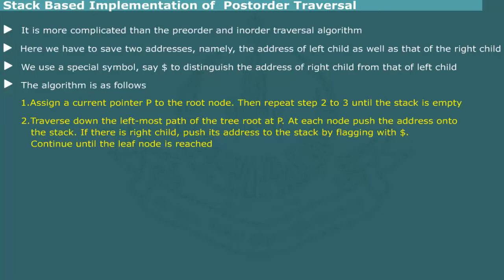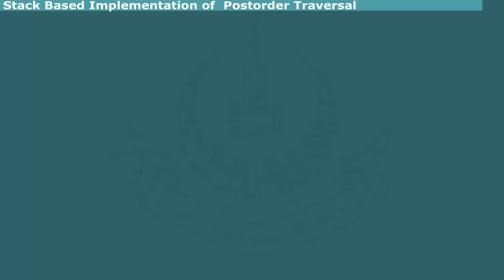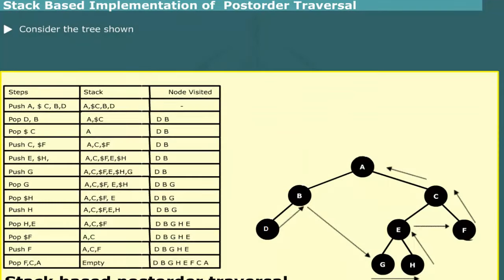Number 3. Pop and process all nodes which do not have the flag $. If the stack is empty, exit. If a node with $ sign flag is popped, remove the flag and assign current pointer to the right child. Perform step 2. Let us see how this algorithm is used to traverse a tree in Postorder. Consider the tree shown in figure.